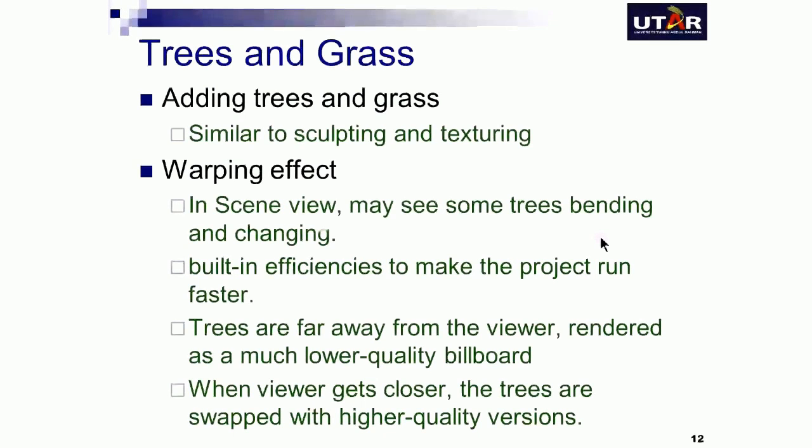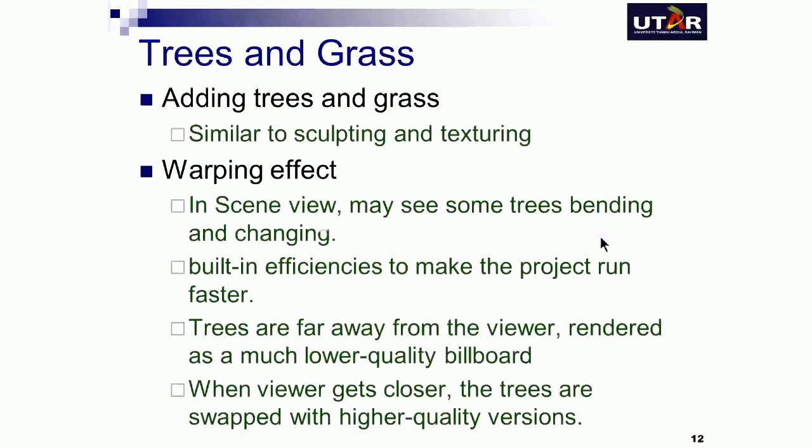In order to minimize the load on the performance of the engine, sometimes you may see trees bending and changing. This is meant to make the project run faster due to the way the rendering engine in Unity works. When the trees are very far away from the viewer, when your imaginary camera pans very far away from the scene, the trees will be rendered as what is called a lower quality billboard. When the viewer gets closer, the trees are swapped with higher quality versions. So when you scroll in and your imaginary camera moves closer in the scene, you can see a high quality tree.